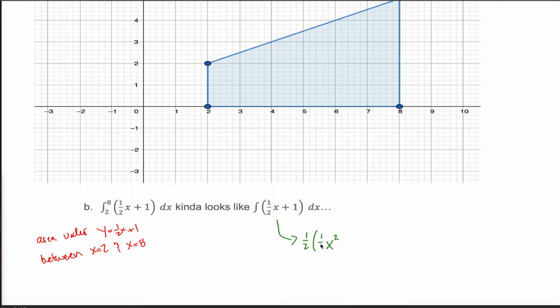So I need a 1/2 out in front here. So there's this 1/2, but then another 1/2 to kind of cancel out this 2 when you do the power rule and take the derivative. This is the antiderivative of 1/2 x. The antiderivative of 1 is just x.